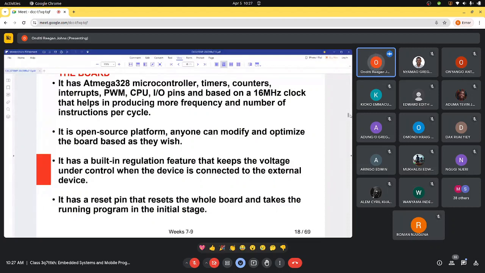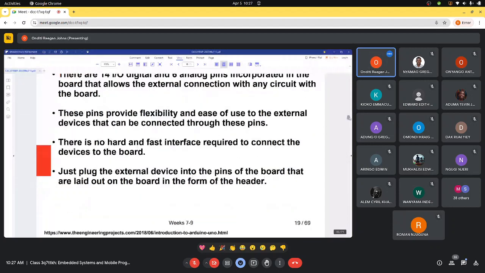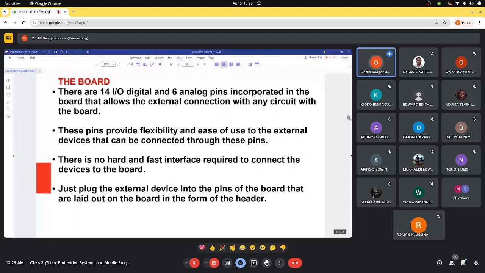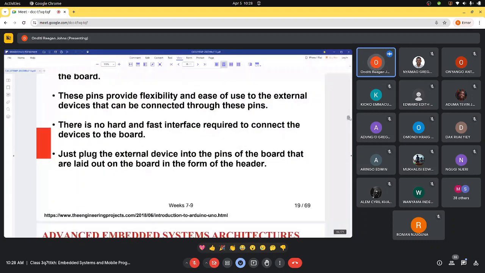It has a reset pin, basically to reset the whole board, which we've seen. We've seen the 14 pins and the 6 pins incorporated in the board that allow the external connection with any circuit. These pins provide flexibility and ease of use to the external devices that can be connected through them. So there is no hard and fast interface required to connect devices on this board. Just plug and play, and then you program it, and that is it.